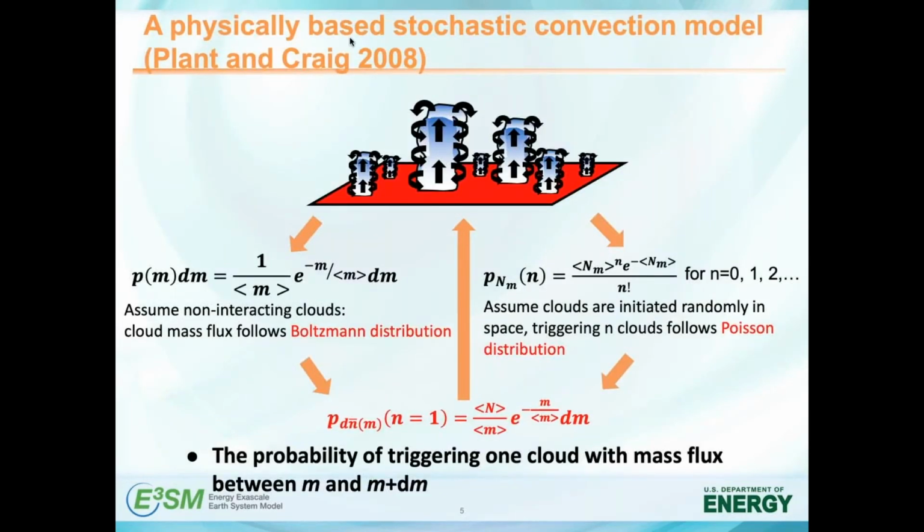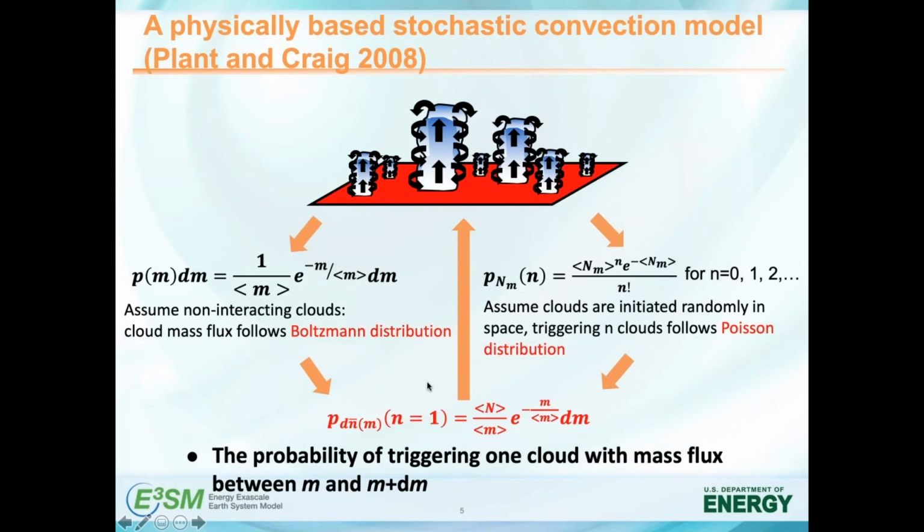So based on that, Plant and Craig developed a stochastic convection parameterization using some theoretical considerations of statistical mechanics. Here there are two major probability distribution equations. One is the mass flux of a given cloud: what is the probability of a cloud that produces a mass flux of m? And another is the probability of the number of clouds within a grid box. The number of clouds for a given mass flux follows the Poisson distribution, whereas the mass flux of a given cloud follows a Boltzmann distribution.